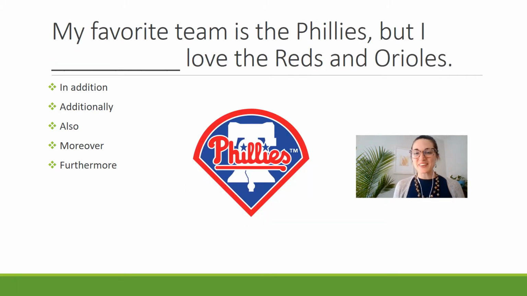Let's take a look at another example. This one says, my favorite team is the Phillies, but I blank love the Reds and Orioles. So this is another specific one because we have this blank that's in between our subject I and our verb love. So here we would use the word also. It's a transition that's built into the middle of the sentence.